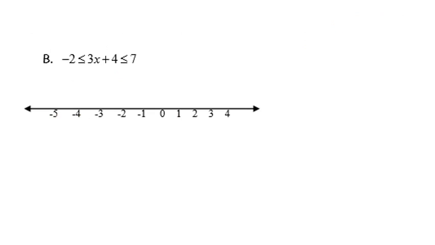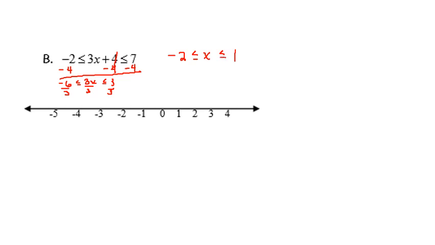All right, letter B. Now, remember, whenever it's all bunched up like this, this is an AND problem. So let's go ahead and start solving this. We want to get that x in the middle all by itself, so we need to subtract 4 on all 3 sides. So those cancel out. We get negative 6 is less than or equal to 3x is less than or equal to 3. Now get rid of the 3 by dividing everything by 3. And we get negative 2 is less than or equal to x is less than or equal to 1.